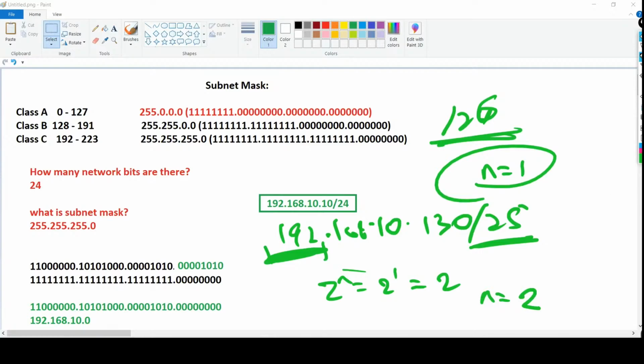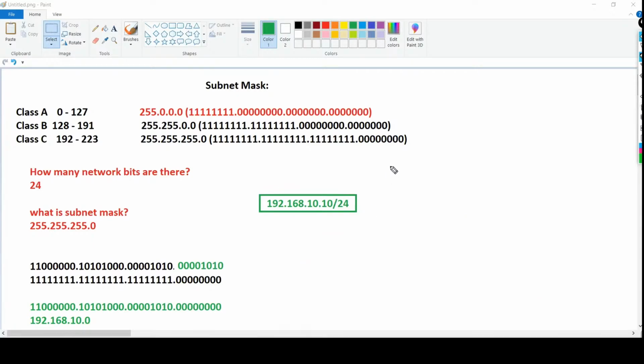So if I am writing an IP address of class C, and for class C I am using /24, that means 0 network bits go into host bits. All network bits are in the network portion and all host bits are in the host portion.